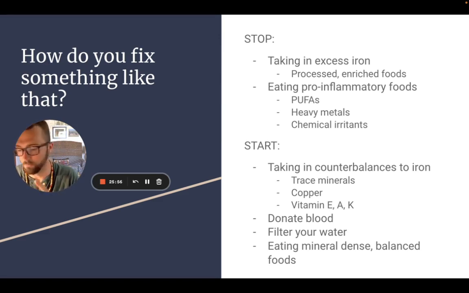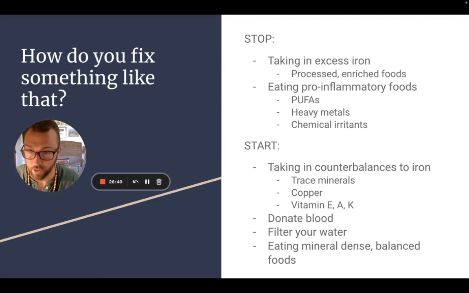Trace minerals, chromium, manganese, selenium, those are all really, really important in making sure that your body handles heavy metals correctly. Copper. Copper is the ebb to iron's flow. We are way too high in iron, way too low in copper. And then all of the fat-soluble vitamins are so important for a healthy inflammatory response, and also in managing iron properly. There are direct ties between the antioxidant properties of vitamin E, vitamin A, and vitamin K and iron regulation.